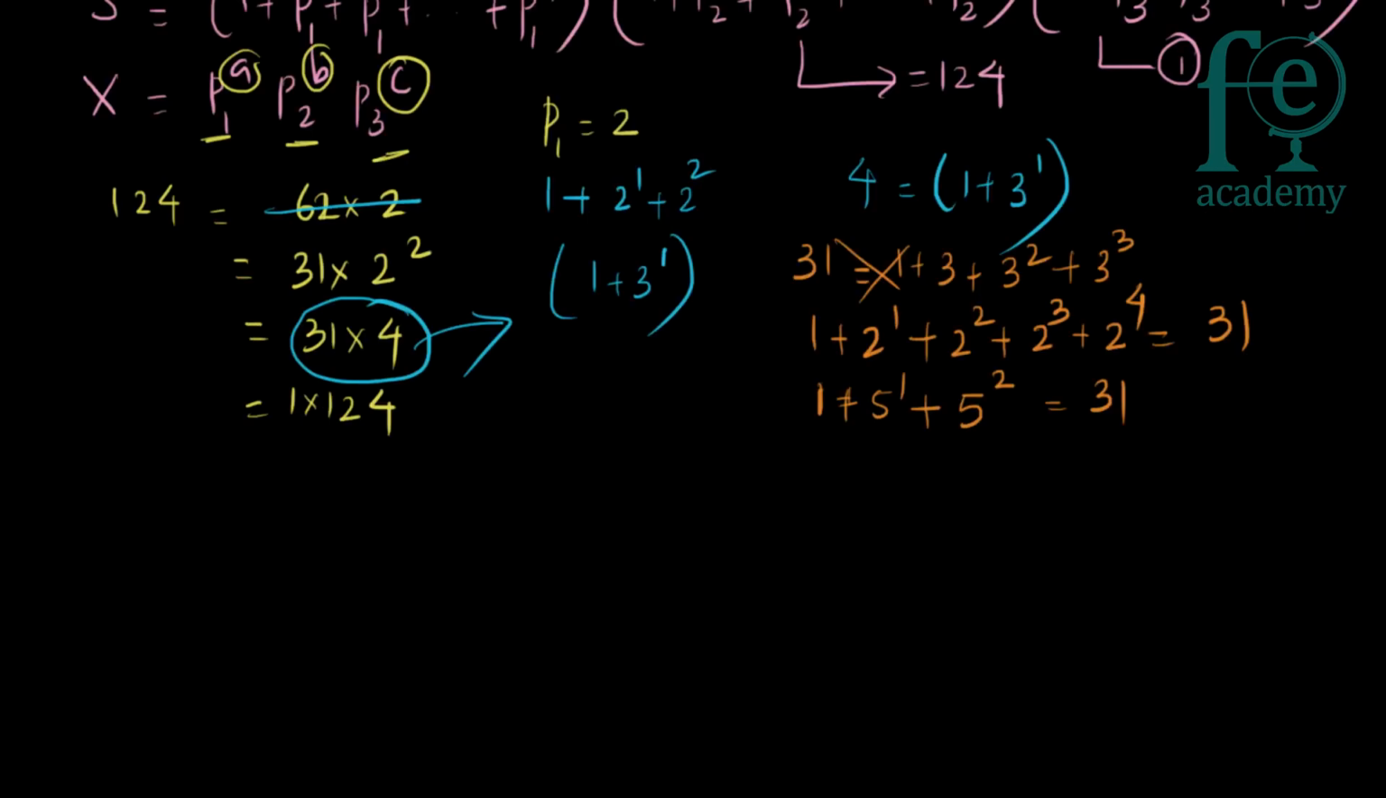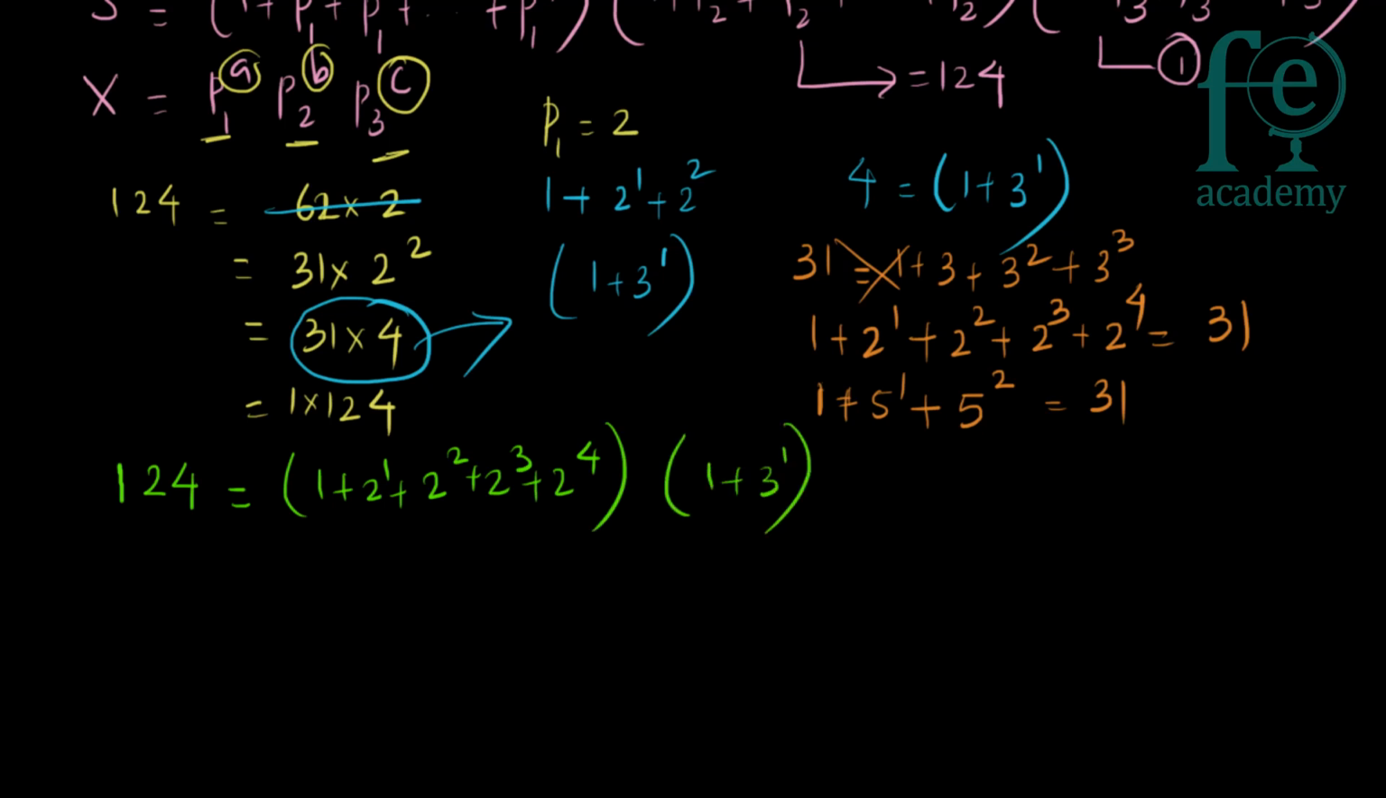So here 124 is equal to 31 into 4. So 31, how can you write? 1 plus 2 raised to 1 plus 2 square plus 2 cube plus 2 raised to 4, into 4, which can be written as 1 plus 3 raised to 1. This is one way. And the second way will be 124 is equal to 1 plus 5 raised to 1 plus 5 square, into 1 plus 3 raised to 1.